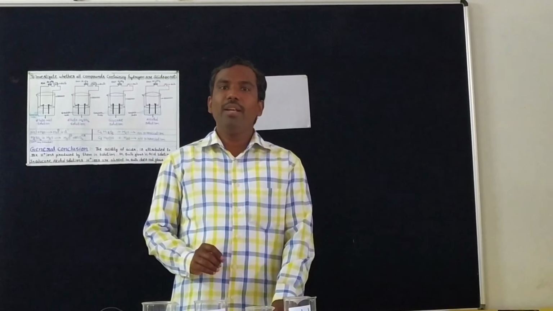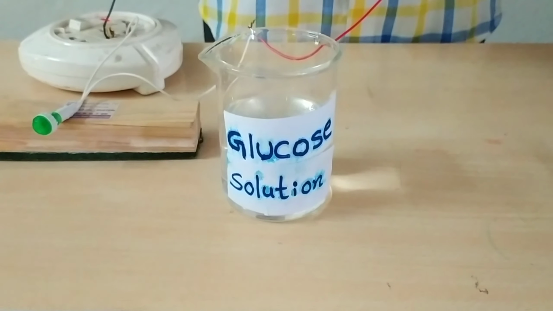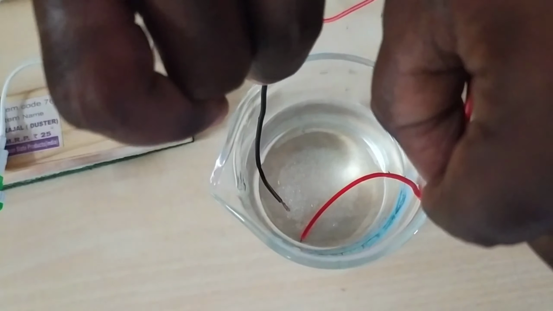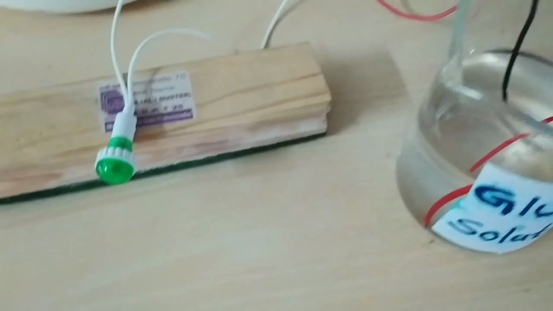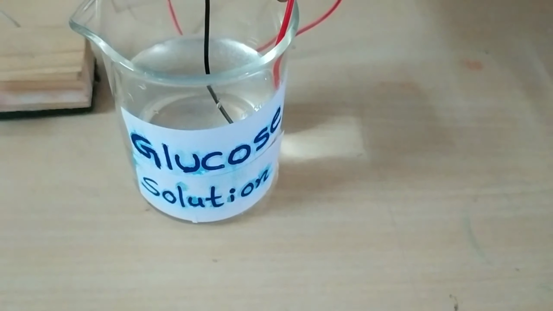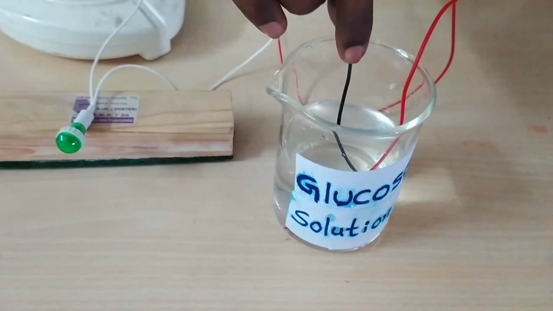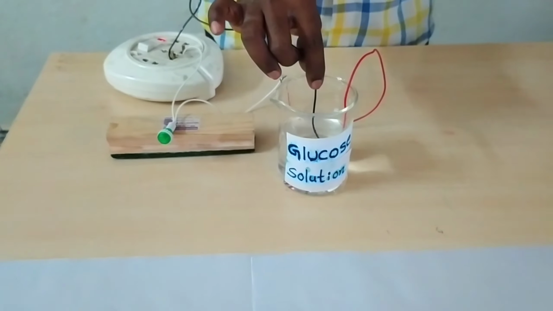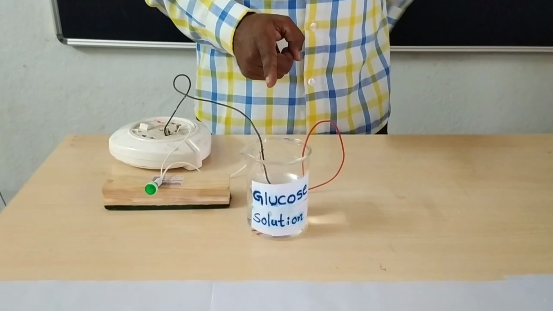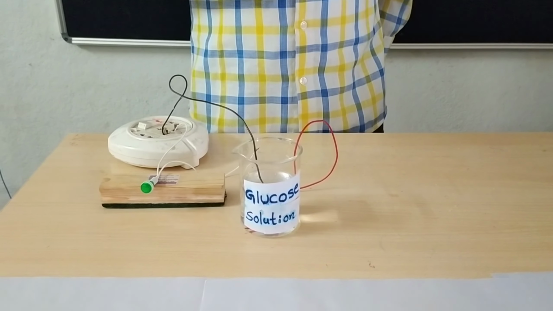Now I am taking glucose solution. Now dip the two wires into the glucose solution. Look here. The bulb in this case does not glow. What it indicates is that glucose does not dissociate into ions in water. So this glucose solution does not contain H plus ions. This glucose solution is not an example of an acid.